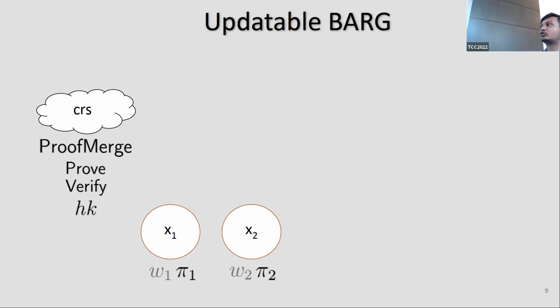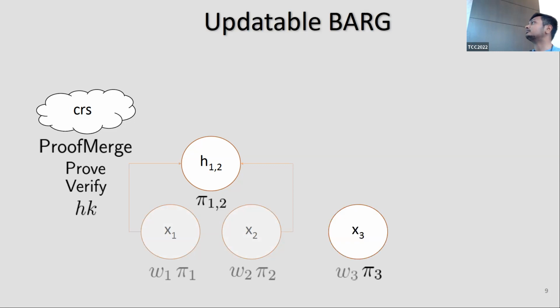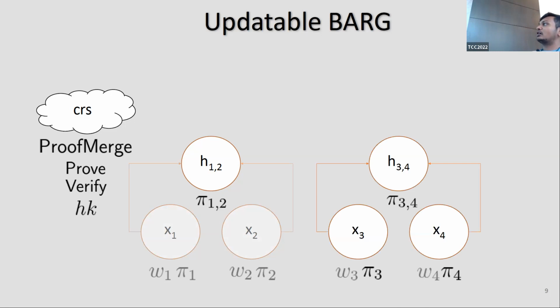But now you have 2 trees of height 1. So you can merge these 2 together to create, first, a hash value using the hash function. And then using the proof merge program, you can merge these 2 proofs, pi1 and pi2, into a short proof pi1,2. And once you've merged these proofs together, you can forget all the intermediate nodes. Similarly, you can do this when you get X3 and X4. And then you can merge these together to a tree of height 2. And now you have 2 trees of height 2, so you can again merge them together to a tree of height 3. So this is how you basically perform updates.